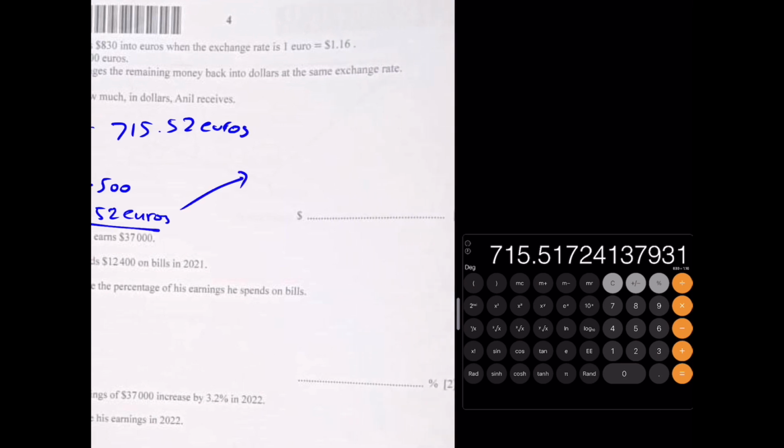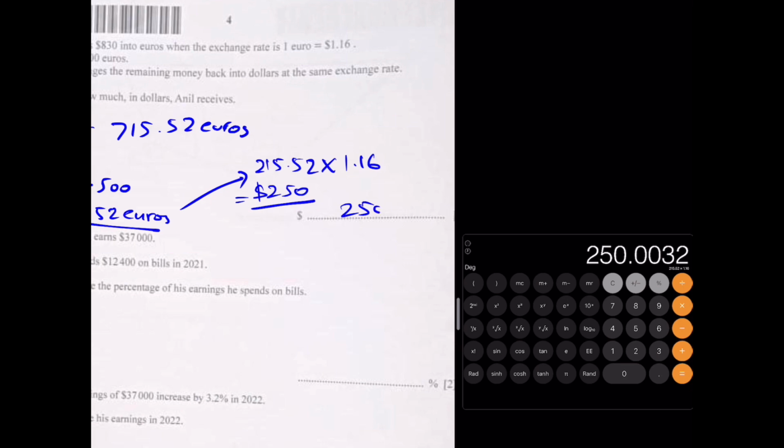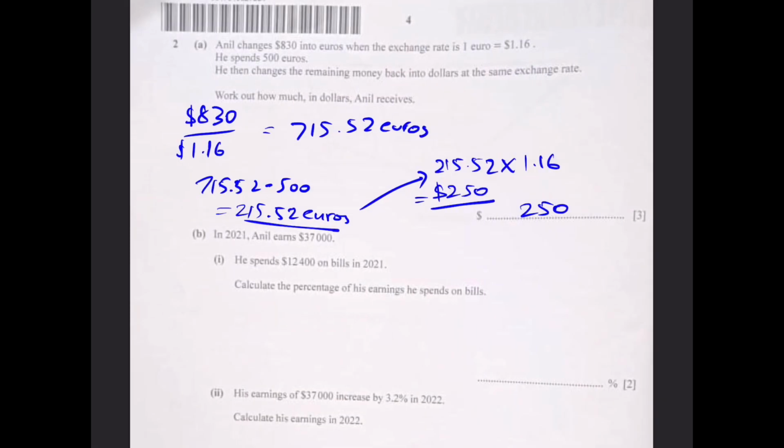Now, when he converts them to dollars, that will be 215.52 into 1.16, which is equal to, let's just do this, 215.52 into 1.16, $250. That's the answer. Let's go to question part B.